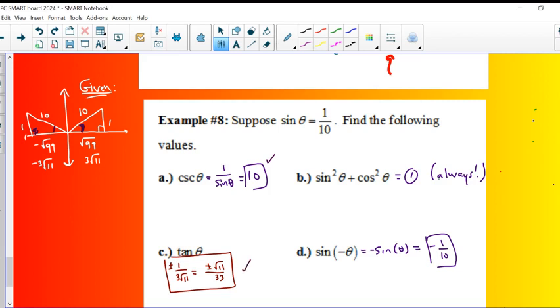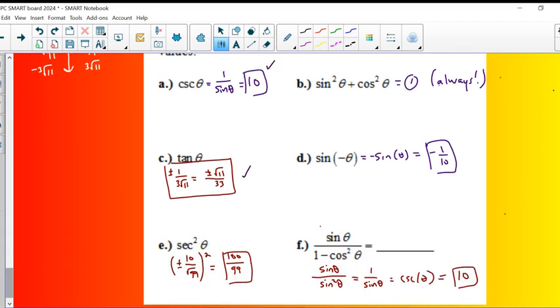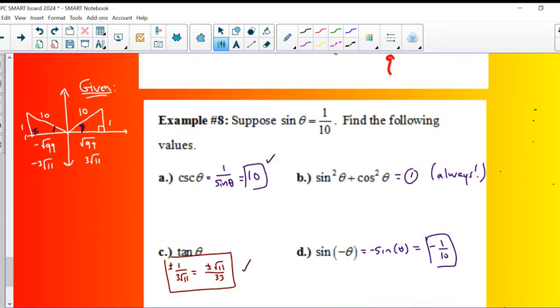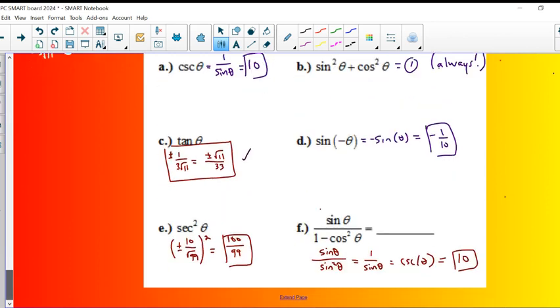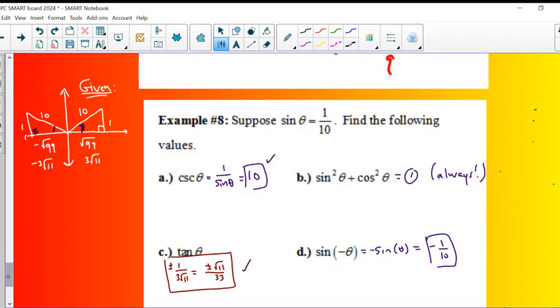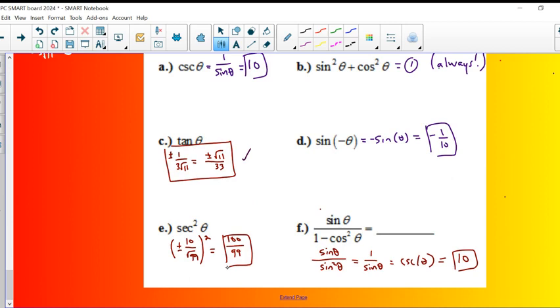Okay, D, that's an odd function. So sine of negative theta is negative sine of theta. So the opposite of 1/10 is negative 1/10, and that's true in both quadrants. E, secant squared. Remember, secant is hypotenuse over adjacent. So initially that'd be 10 over plus or minus root 99. But then when you square it, it ends up being positive. So 100 over 99. And notice I left it as the unsimplified root 99 because I knew I was squaring.